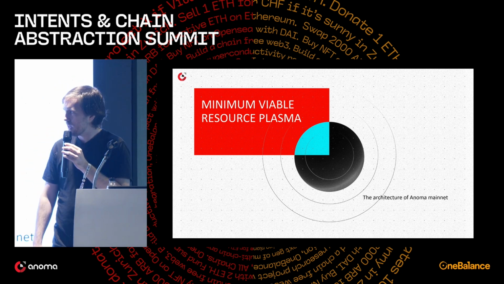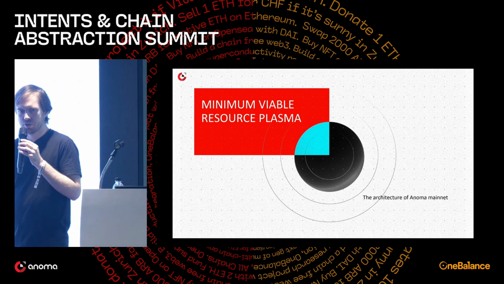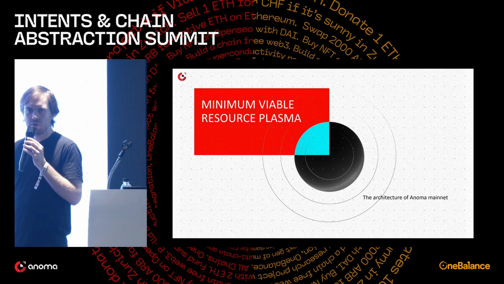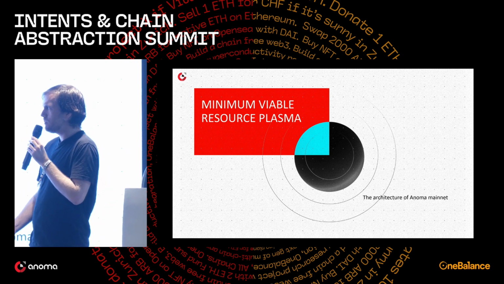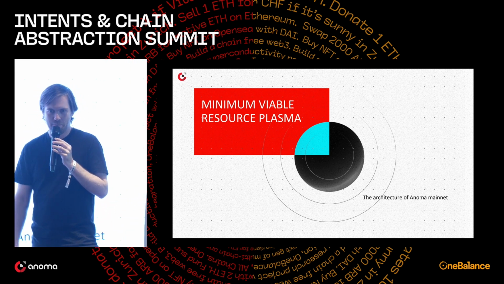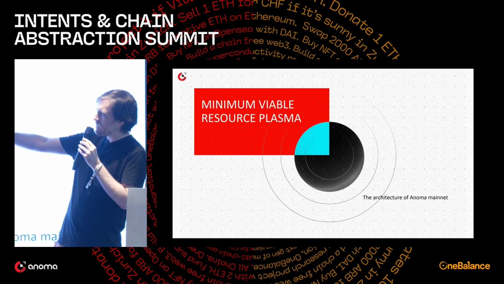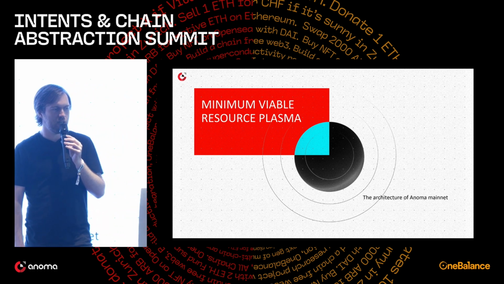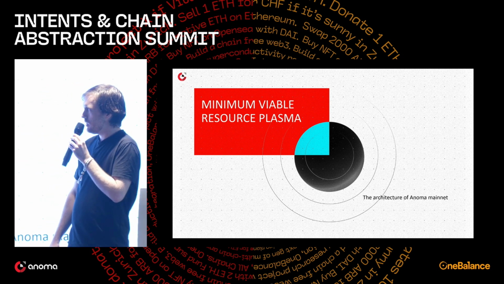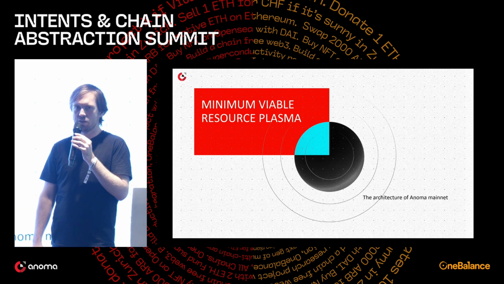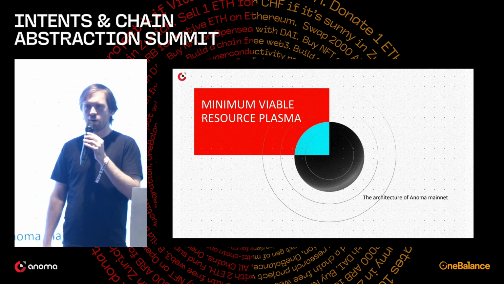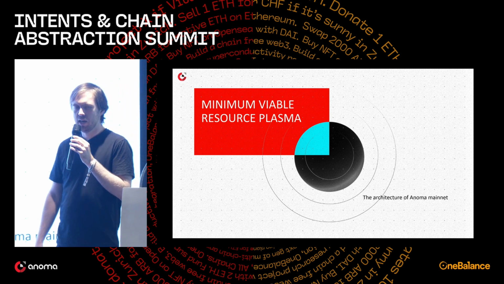And Anoma's mainnet uses a specific architecture of operating system deployment, as I'll get into, which we are calling minimum viable resource plasma. The word plasma comes from a kind of subdiscipline of Ethereum research that's been around for a long time, I think since the days of sharding in 2016. Someone can correct me on this if I'm horribly wrong.